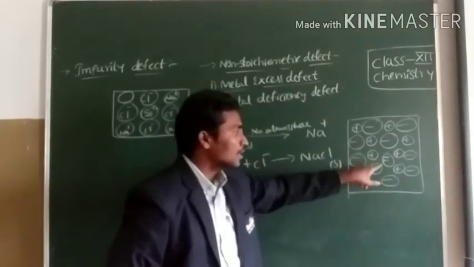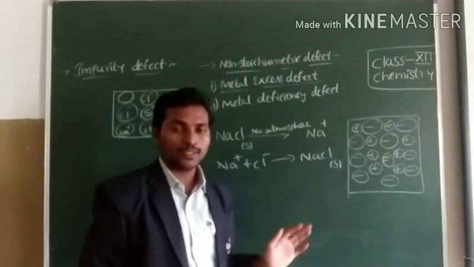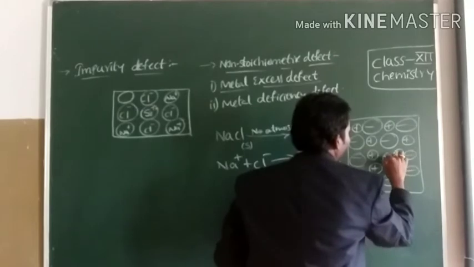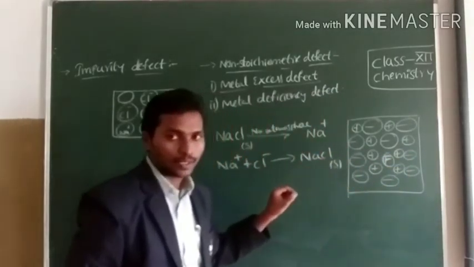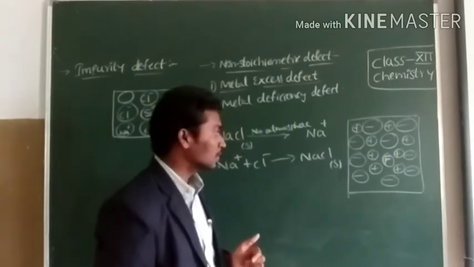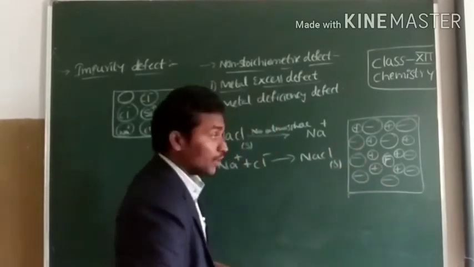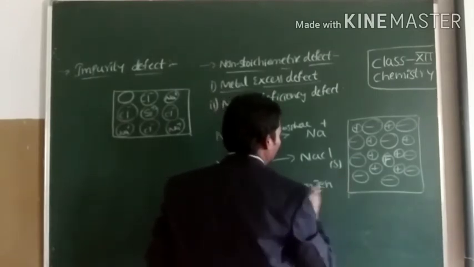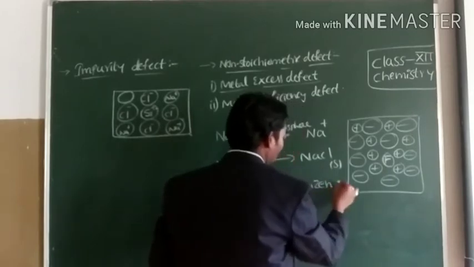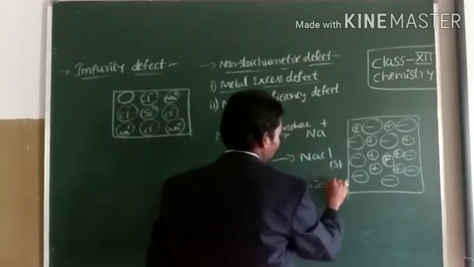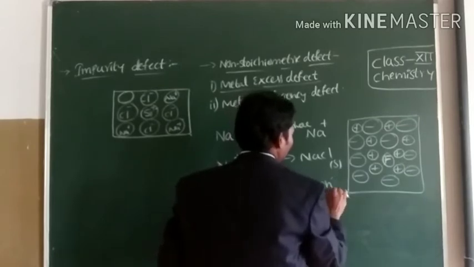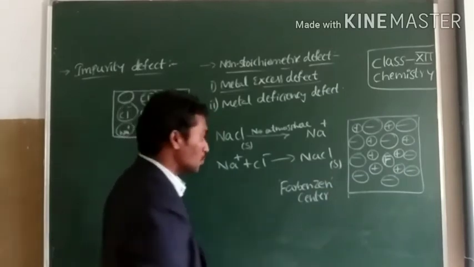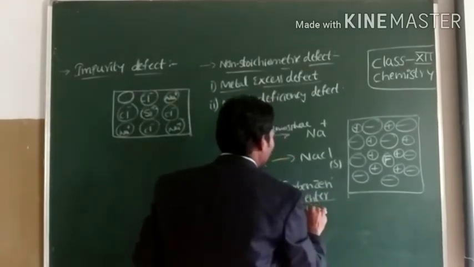F means the site which is occupied by the unpaired electron. So this contains an unpaired electron or free electron. This F is called the Farbengen center. This is the cause for the appearance of color, so it is also called a color cell.